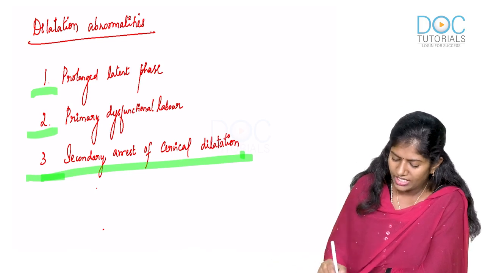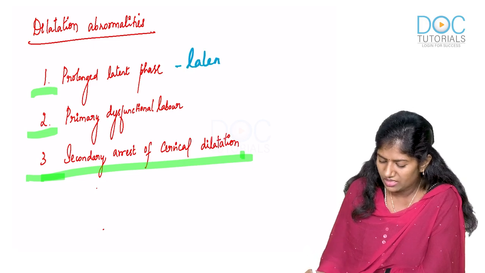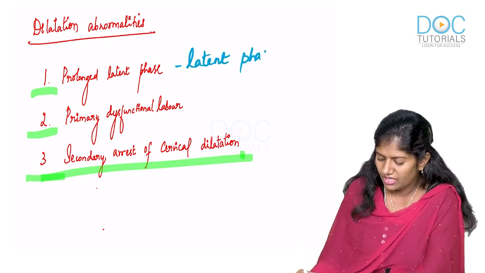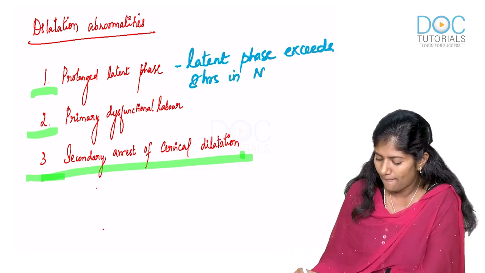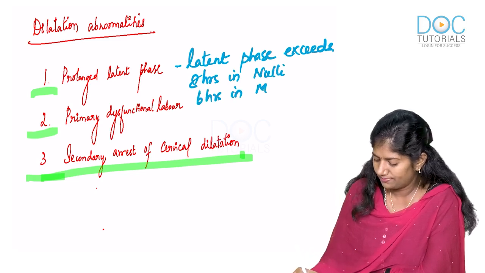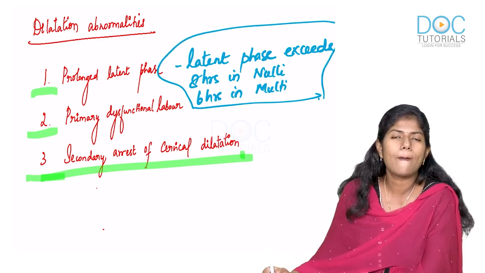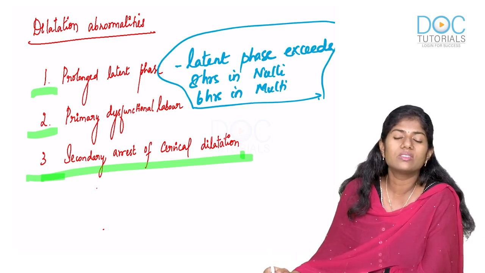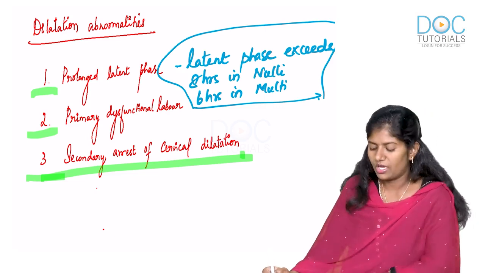What is prolonged latent phase? If the latent phase exceeds 8 hours in a nullipara or 6 hours in a multipara, we call it prolonged latent phase. It should not exceed 8 hours in a nullipara and 6 hours in a multipara. That's prolonged latent phase.